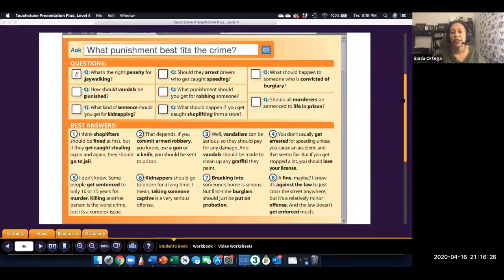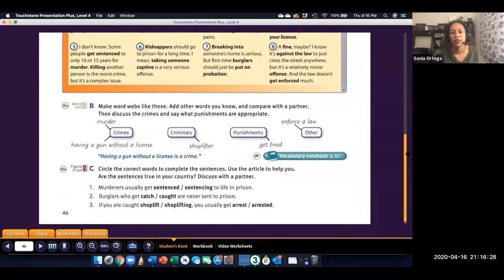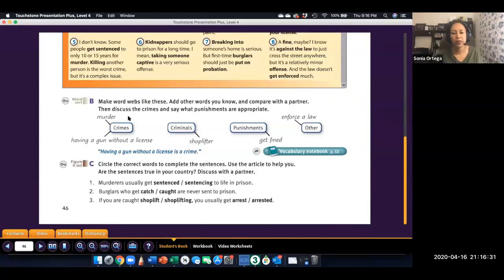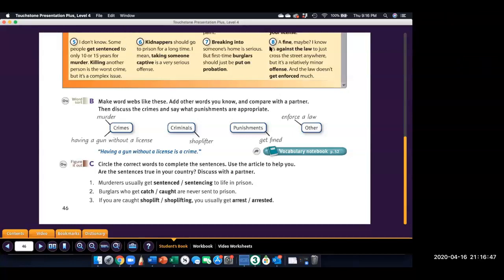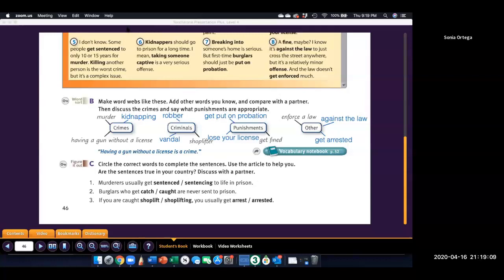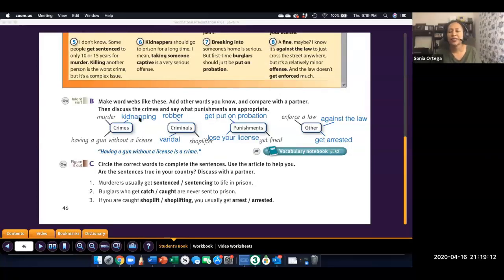And for the next part, you're going to make word webs about crimes, criminals, punishments, and other. So take a moment to add two or three more vocabulary words to each of these topics, and then I'll show you some possible answers when you're ready. There are several words you could add. I just added a couple to each category.